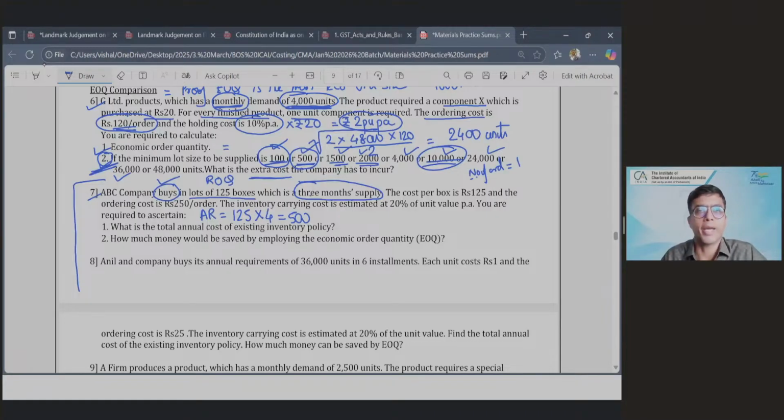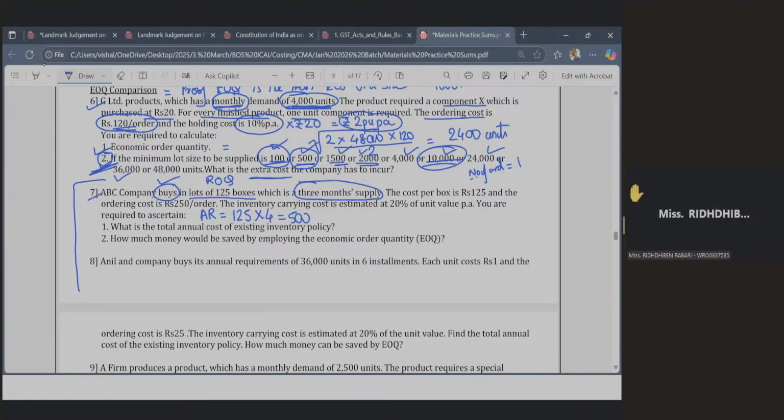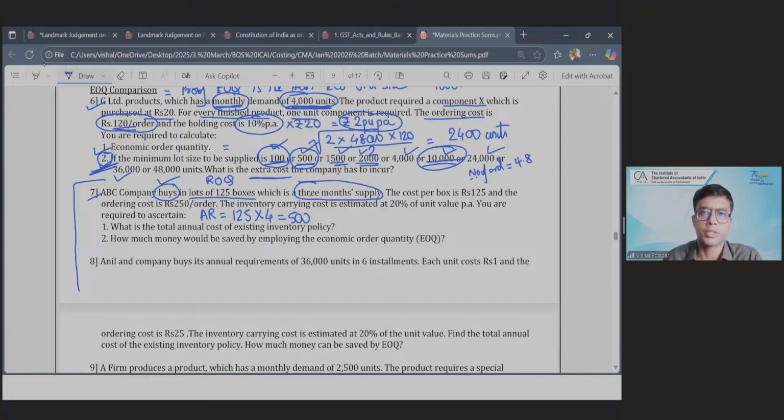It is coming as, how much was it, Riddhi? Something in fraction, no? 4.8 or something, correct? Riddhi's question is, if we are getting 4.8 orders, is it practically possible? So, should I round it off to make it 5 orders while calculating the ordering cost? The answer is no. You will keep 4.8 orders. But then, sir, how can there be orders in fraction?